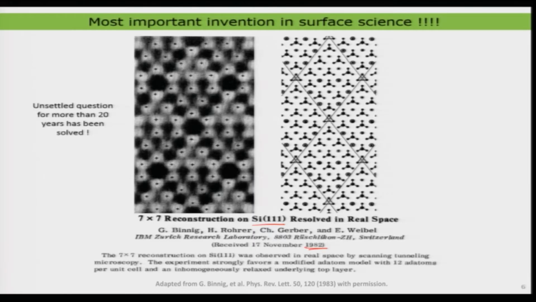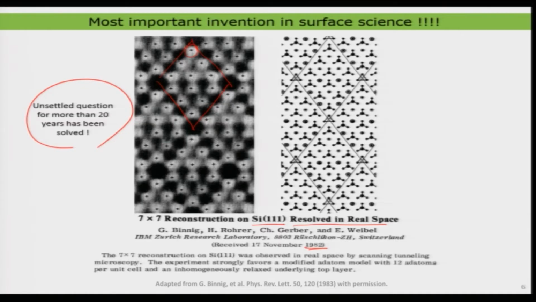You remember this image that we have already looked at, and these are the add atoms that give rise to this nice 7x7 supercell. Of course, the image from 1982 is not as flashy as the one we saw in our previous lecture, but you can see this is the first image. This was an unsettled question for about 20 years in surface science, but with the help of scanning tunneling microscopy, as the name of the paper itself says, it resolved the silicon 111 reconstruction in real space.